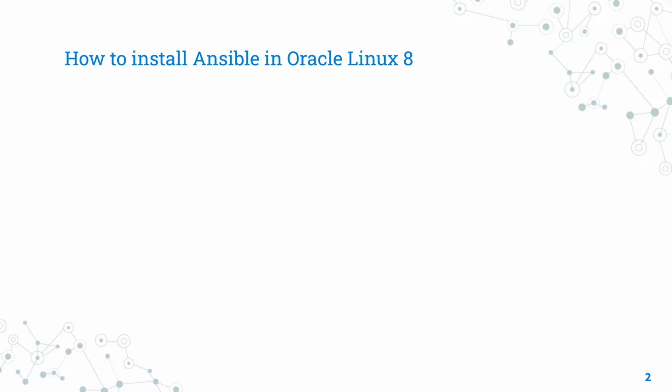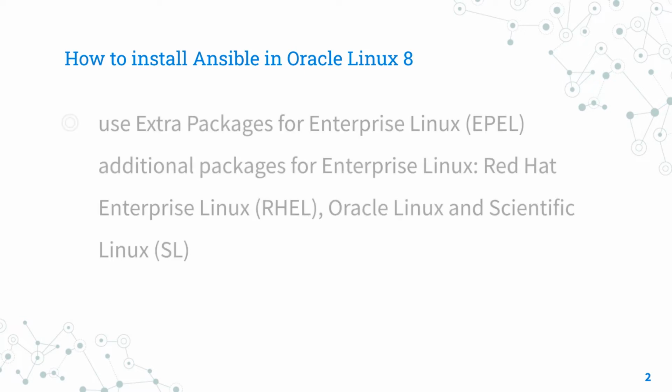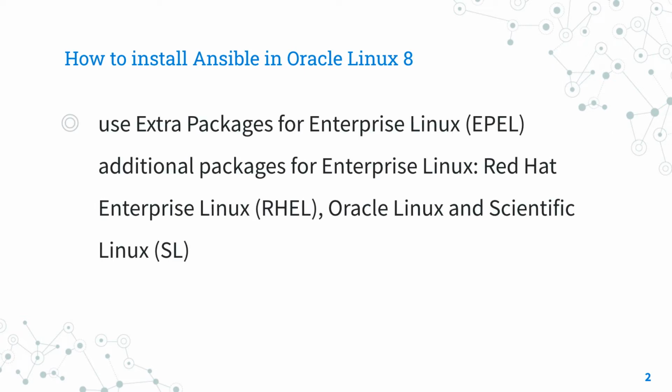Today we are talking about how to install Ansible in Oracle Linux 8. The easier way to install and maintain Ansible inside Oracle Linux version 8 is using the Extra Packages for Enterprise Linux, EPEL, additional repository. This repository is maintained by the Fedora Special Interest Group that manages a high quality set of additional packages for Enterprise Linux, for example, Red Hat Enterprise Linux, Oracle Linux, Scientific Linux, and many more.